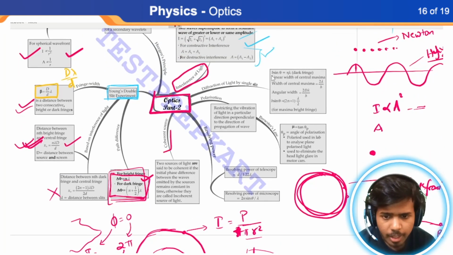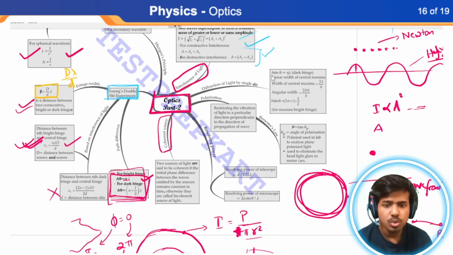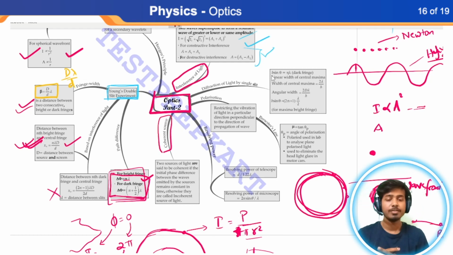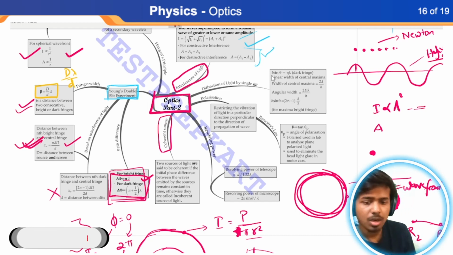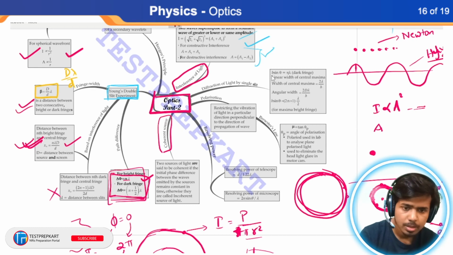Coherent source, I already told you that whenever two sources have a phase difference of zero angle, 0 degrees, then these are called coherent sources.